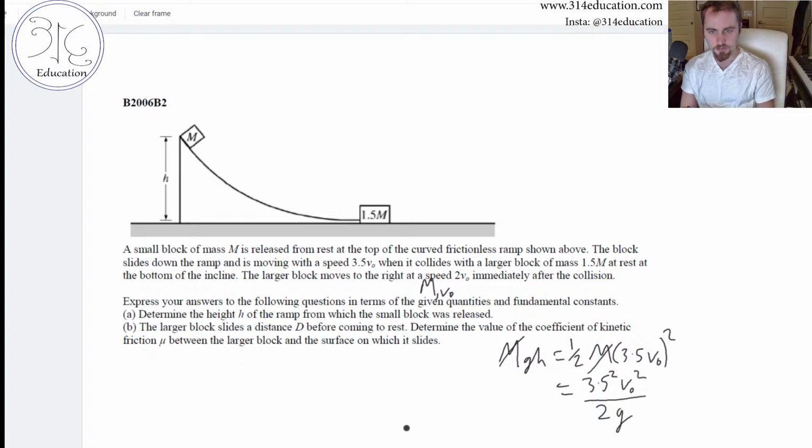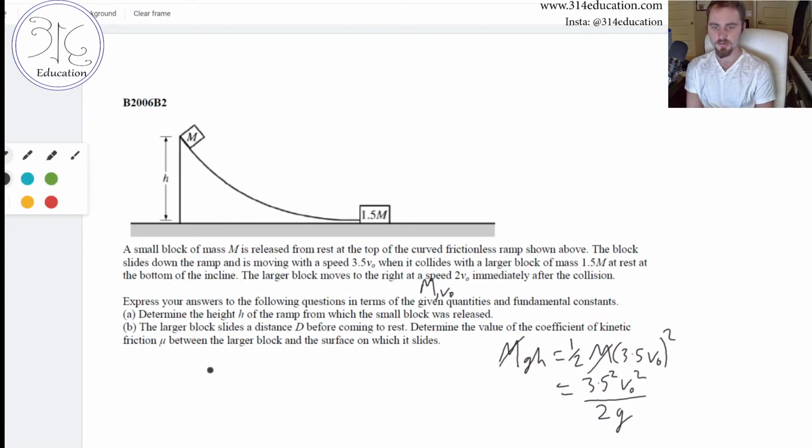Part B asks us, the larger block slides a distance d before coming to a rest. Determine the value of the coefficient of kinetic friction. Okay, so this would have been an actually difficult problem if they made us do calculations about the collision. This is actually really simple because we're given the speed after the collision. So we know the kinetic energy that this block has when it starts moving.